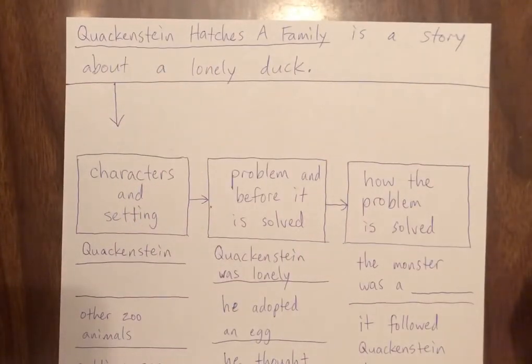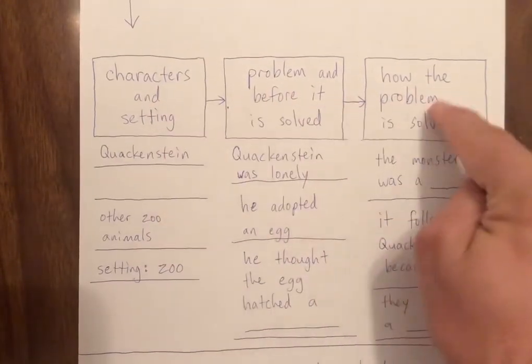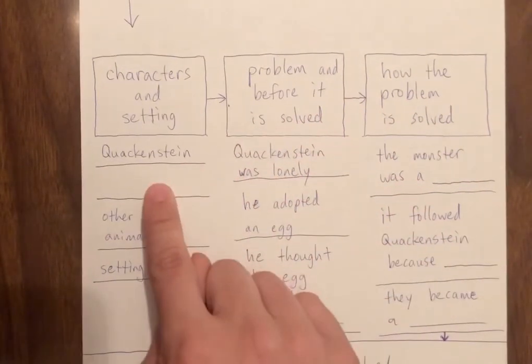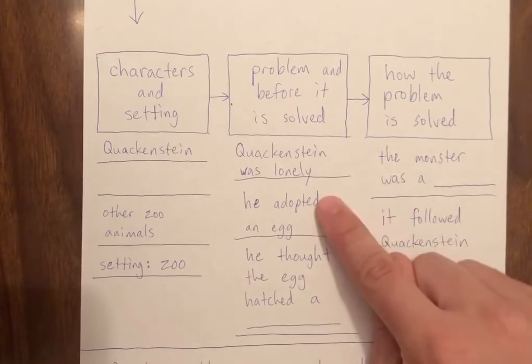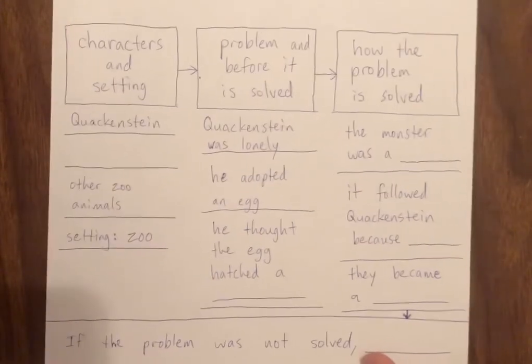So again, your opening sentence, you can copy mine. Quackenstein Hatches a Family is a story about a lonely duck. Make sure you have these 3 things written in your boxes. You can copy my characters and setting and fill in the one that's missing. You can copy my problem. He adopted an egg. You can copy this and fill in the blank.